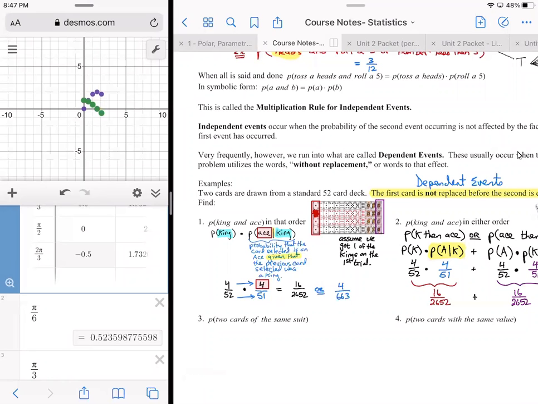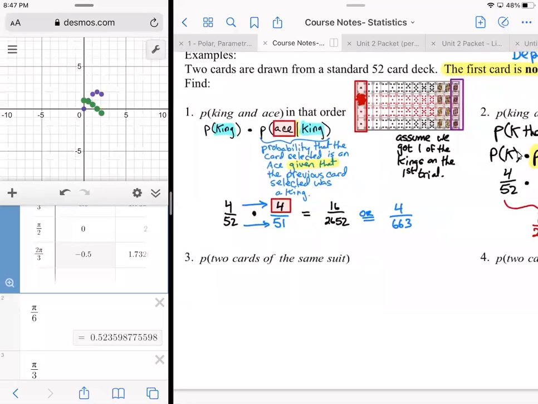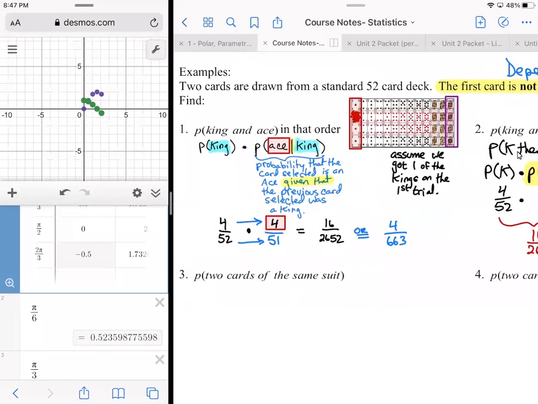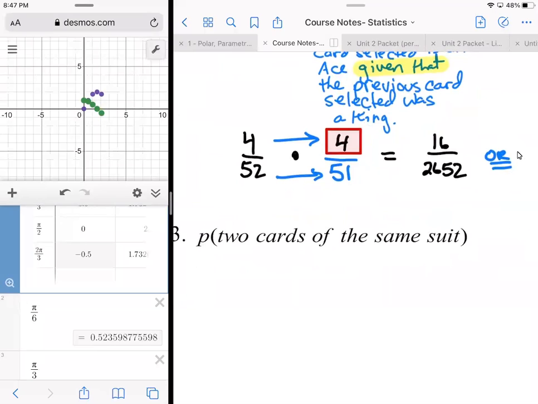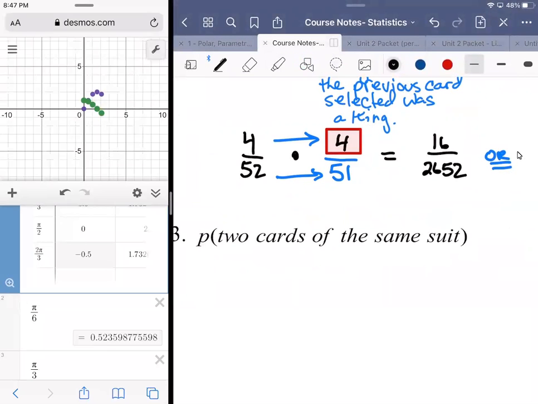But anyway, 2 cards of the same suit. Again, 2 cards are drawn from a standard 52 card deck. The first one is not replaced before the second one is selected. We want to know that they're 2 cards of the same suit. Right. So again, the suits, and this is where my glorious drawing ability comes into play.